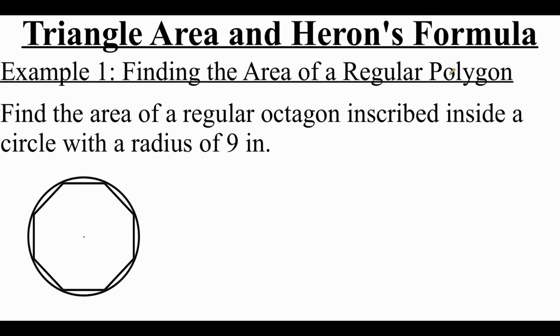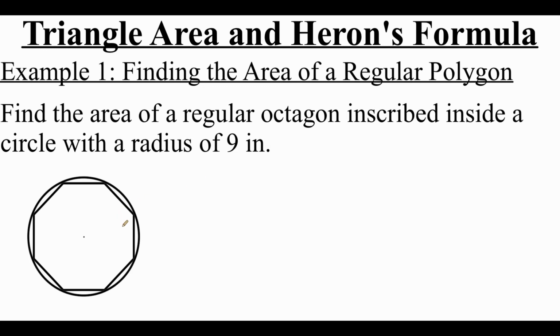As we're taking a look at this first example, we're going to find the area of a regular polygon. What we're going to look at is a regular octagon that's inscribed in a circle that has a radius of 9 inches. So as we're taking a look at this picture, being inscribed inside of a circle means that our shape is inside the circle with our vertices, our corners of our shape, intersecting the edge of the circle.